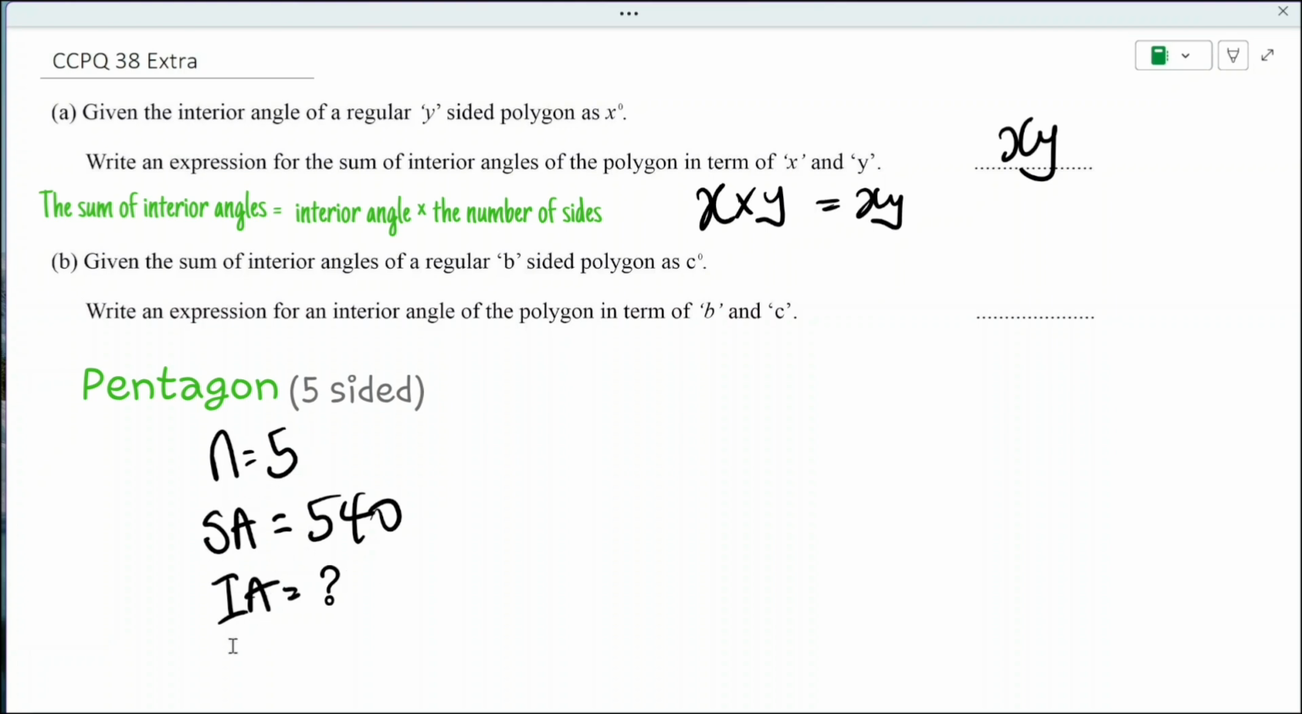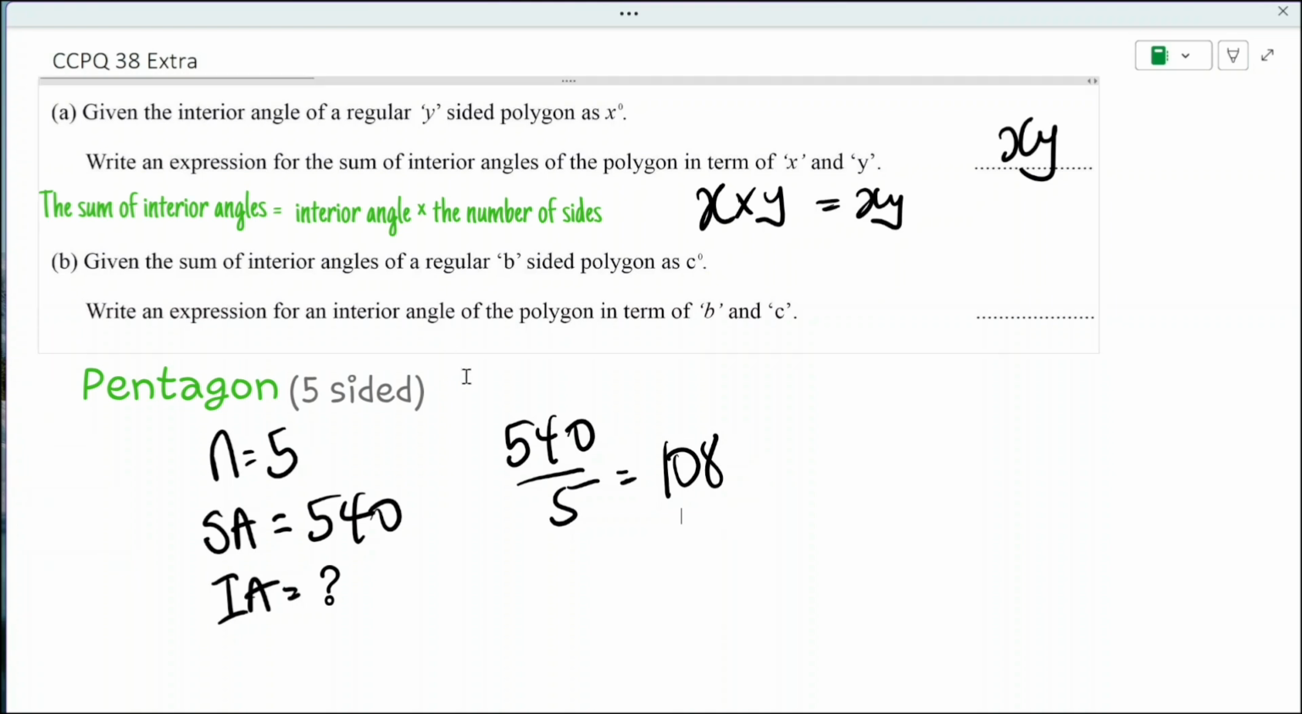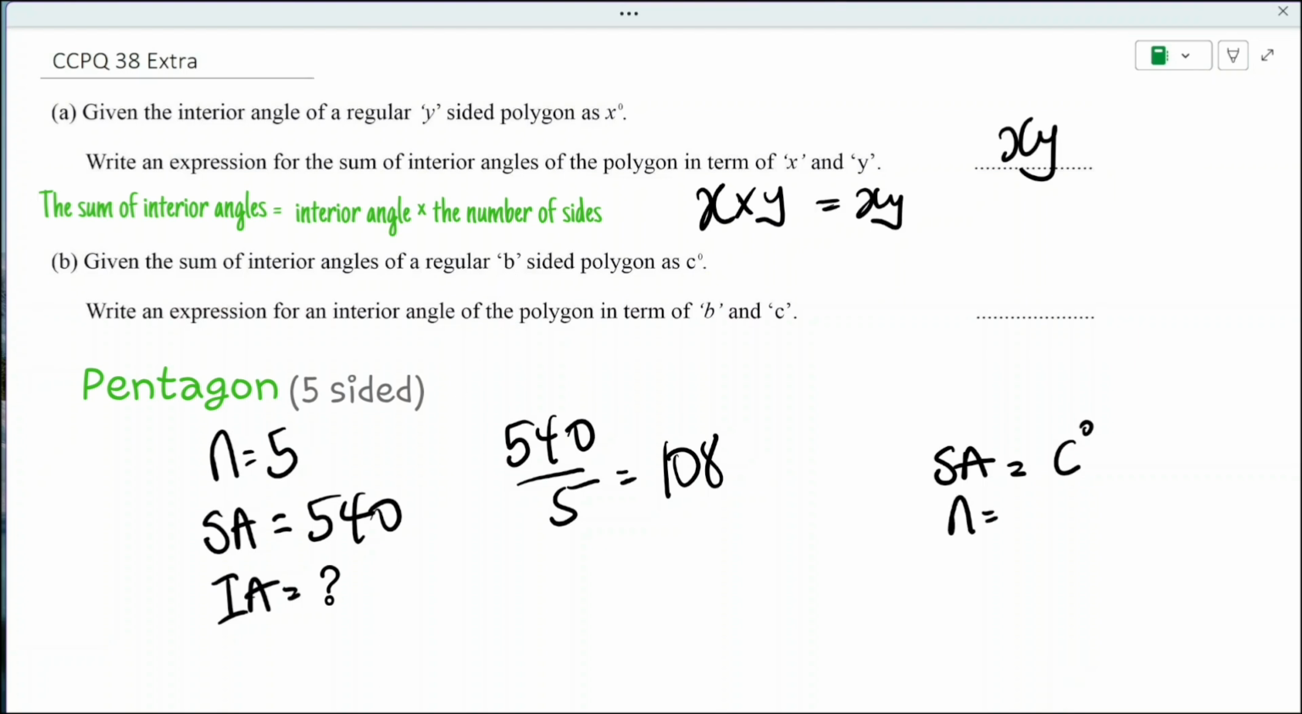Using this information, to find the interior angle, you just simply do the sum of interior angles over the number of sides. That will be 540 over 5. This will give you 108. That's one interior angle is 108. Same applies to this. We've been given the sum of interior angles as c degrees. So here we have sum of interior angles SA as c degrees, and the number of sides of the regular polygon as b, that is n is b.